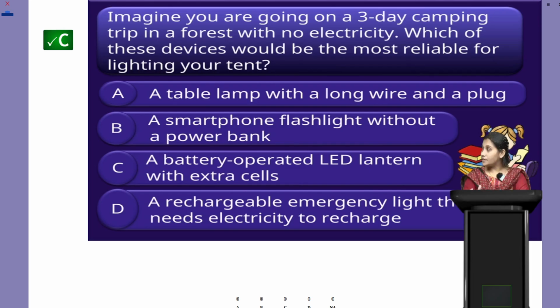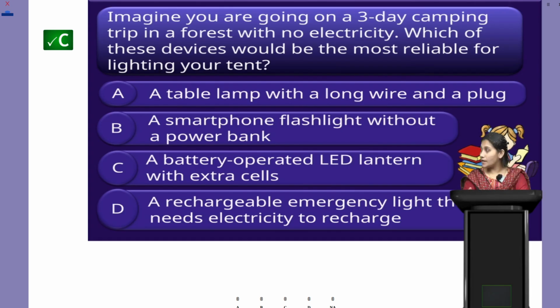Now the first option given is a table lamp with a long wire and a plug. As there is no socket, no electricity, what is the use of using this plug and the long wire? So it will not work. Now option B, smartphone flashlight without a power bank. If you use the smartphone flashlight, after some point of time what happens? The battery charge will get over. At that time there is no power bank, so how will you light the tent? So that will also not work.